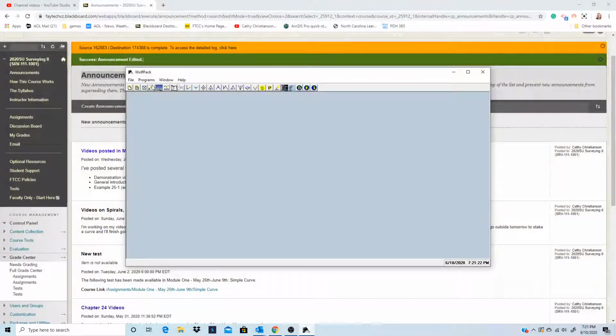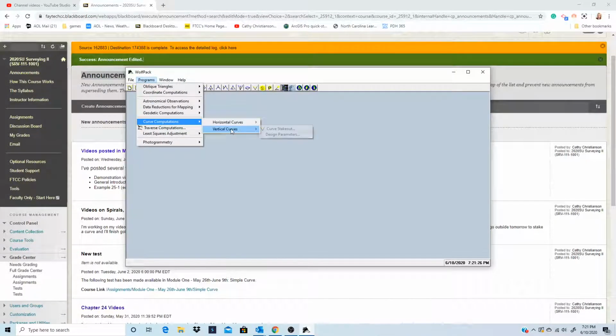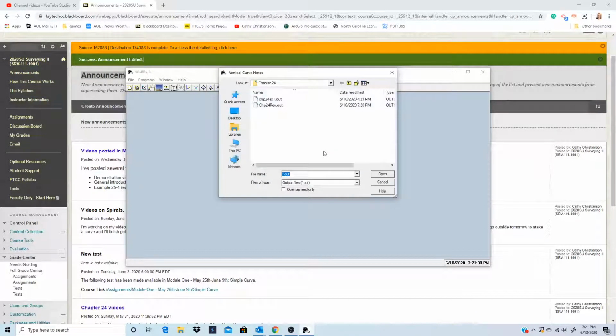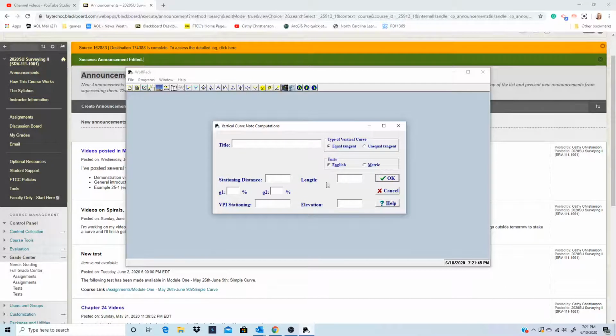All right, so now I'm going to do one with vertical curves. So it's going to be a vertical, and I'm going to do curve stakeout. And this one's a little more tough. So I'm going to call this one chapter 25. Right. So now it's ready for me.